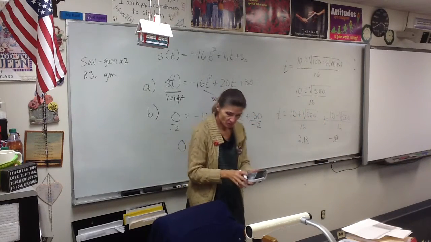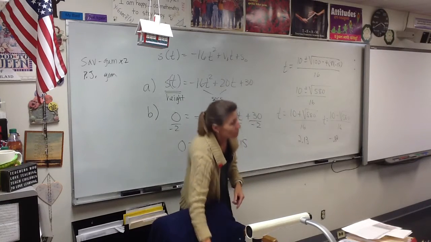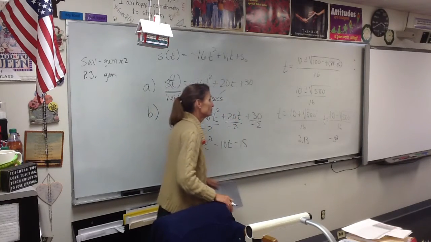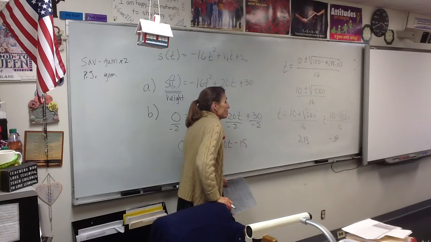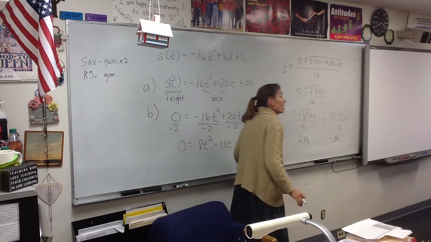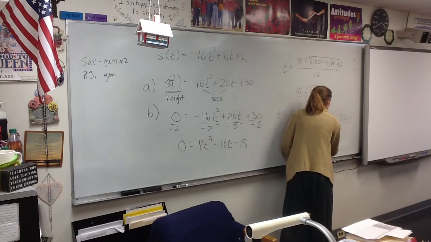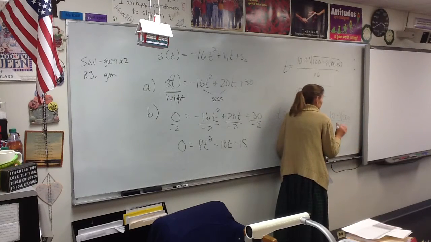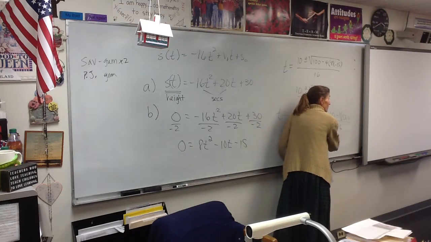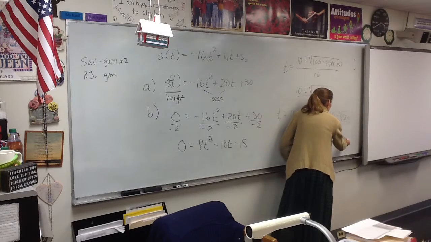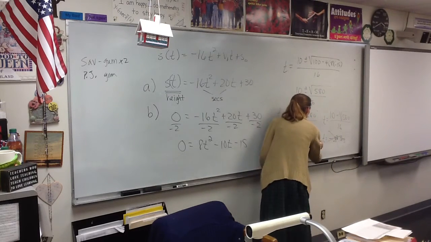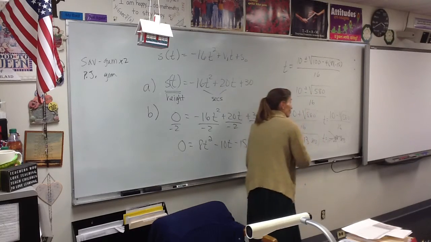Tell me about that answer. Savannah? Negative 0.88 is extraneous. It's extraneous because it's not negative feet, it's negative time. That's a t value, so that would be seconds. Well, we can't have negative 0.88 seconds. So our only answer is right there.